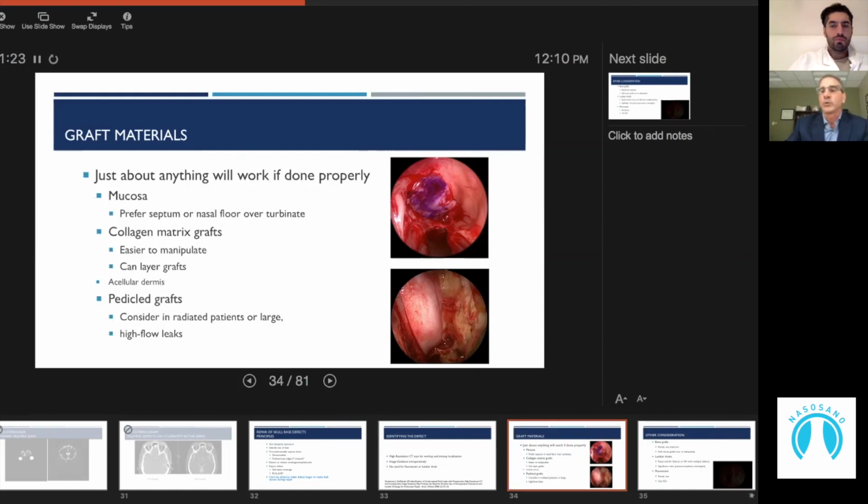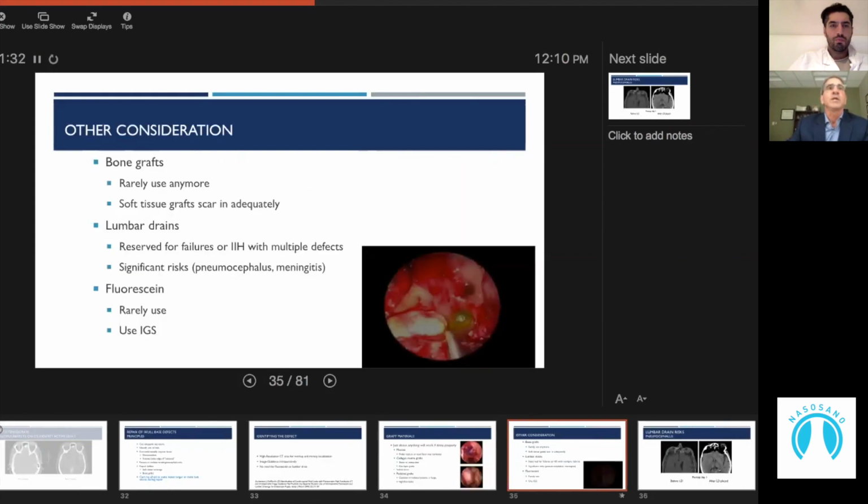And then pedicle grafts, especially nasal septal grafts for larger defects or high flow defects, are very good in reconstruction. Other considerations, bone grafts. I rarely use bone grafts. I used to use them more frequently. I will occasionally use them now for meningoencephaloceles. Otherwise, the soft tissue grafts tend to scar inadequately and thicken over time.